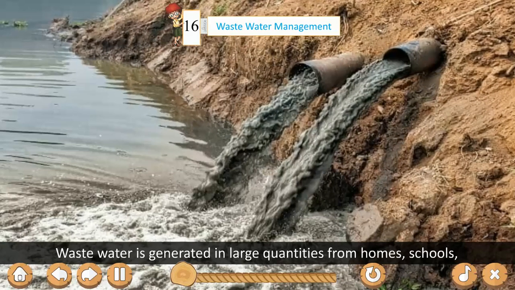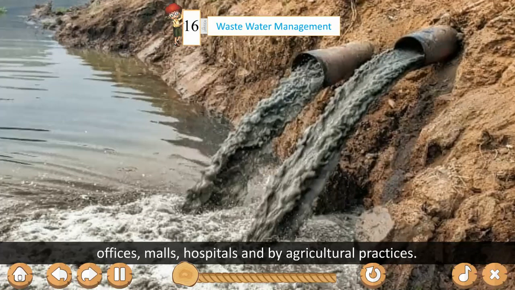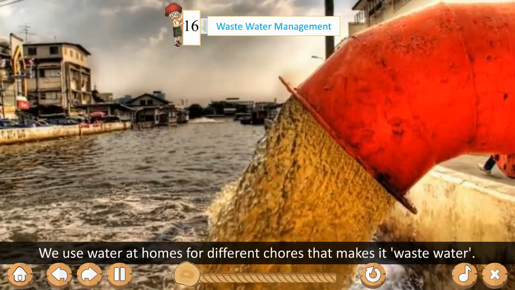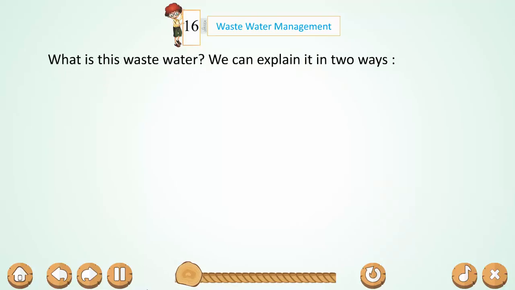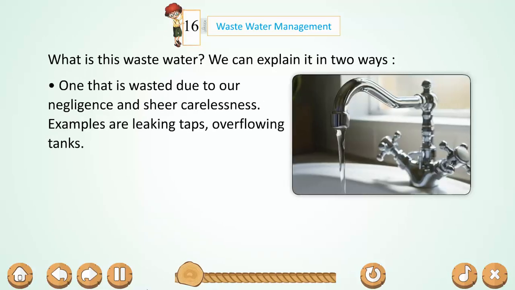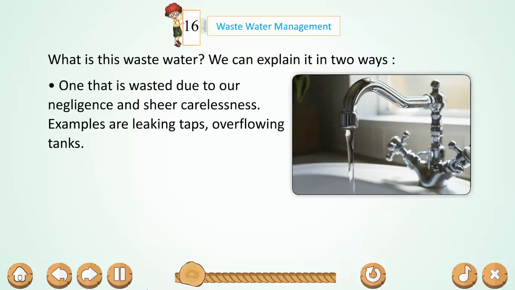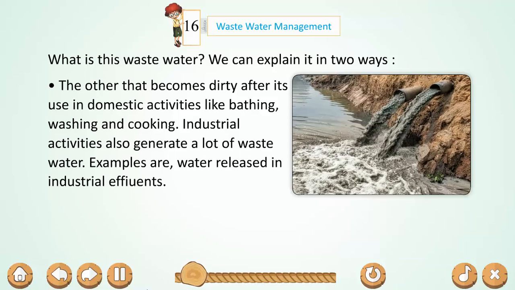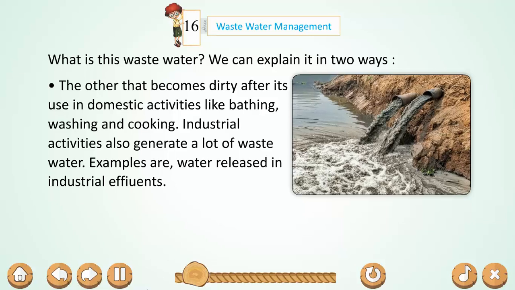Wastewater is generated in large quantities from homes, schools, offices, malls, hospitals and by agriculture practices. We use water at home for different chores that make it wastewater. What is wastewater? We can explain it in two ways. One that is wasted due to our negligence and sheer carelessness. Examples are leaking tap, overflowing tank. The other that becomes dirty after its use in domestic activities like bathing, washing and cooking.